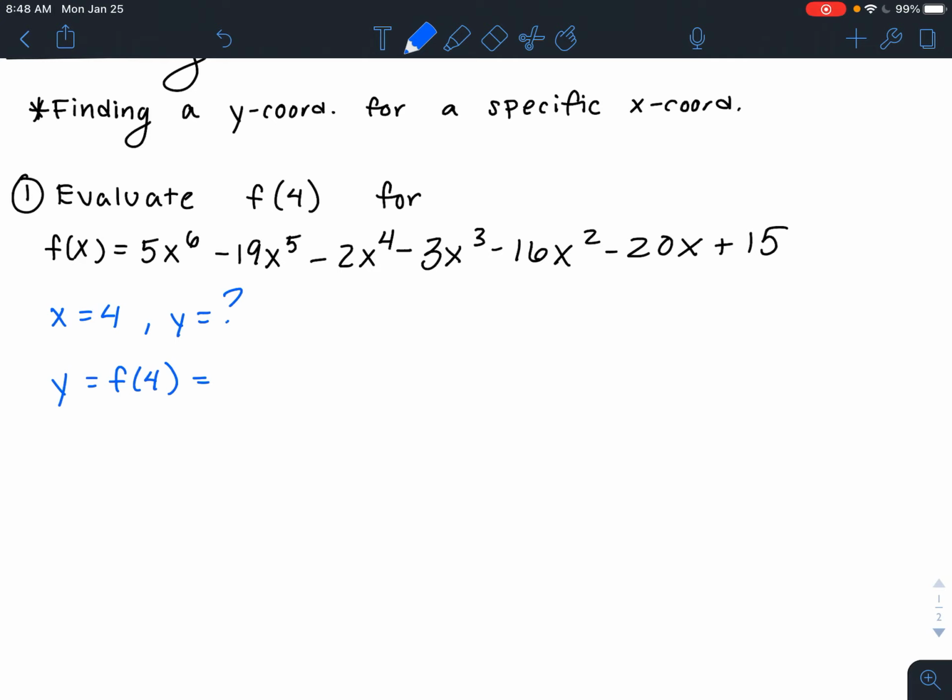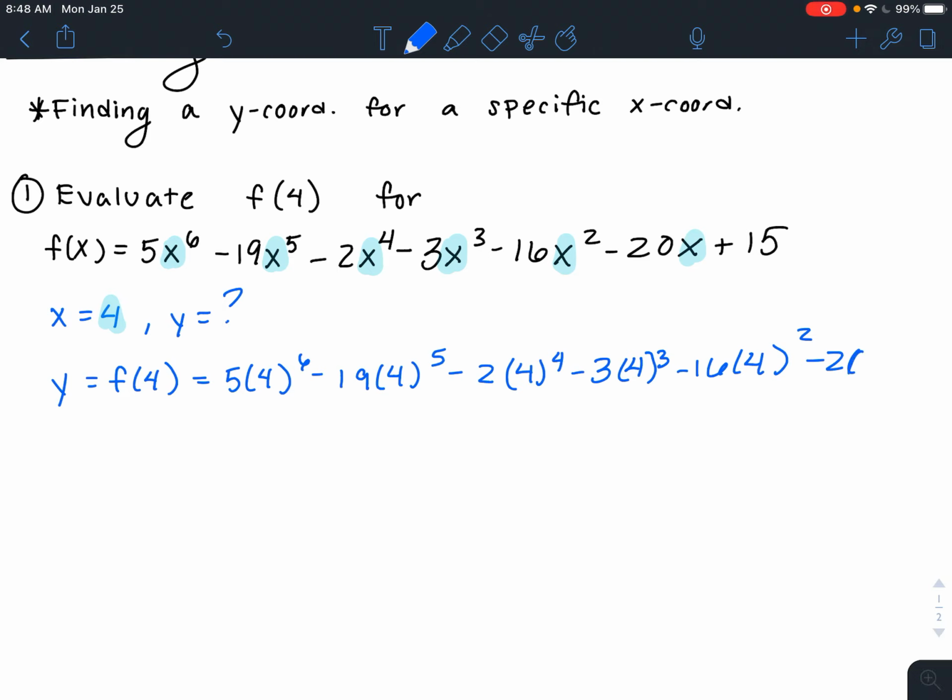If we write that out, that is equal to 5 times 4 to the 6th power minus 19 times 4 to the 5th power minus 2 times, and so on. Going down, we're replacing all of these x's with the number 4. That's all I'm doing to evaluate. But this is a lot of writing. It takes time to write out, and I keep writing x instead of 4, so then I have to erase my mistakes. It's so long that I needed 2 lines to do this.